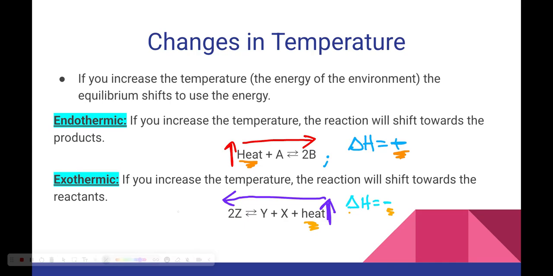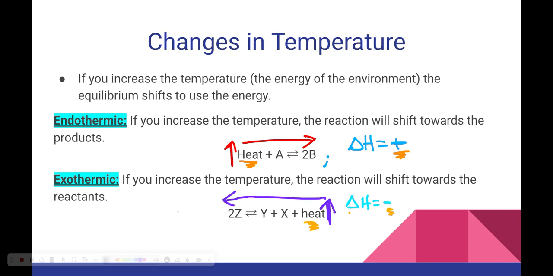So again, the callback that we're having to Unit 6 here with our enthalpy, our heat energy essentially, guys, is this idea that after we recognize the sign, if it's positive, we can think of heat energy as a reactant. We're going to put heat into the system to drive the forward reaction, and if we increase that, it will shift the equilibrium to the products, okay?